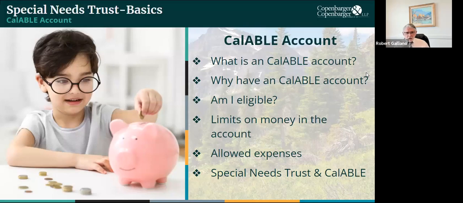Now, in order to be eligible to open an ABLE account under current law, the beneficiary's disability has to have occurred before the person reached age 26. Now, Congress just passed a rule that says that after January 1, 2026, the disability has to have occurred prior to age 46 of the beneficiary. So there are some individuals that currently cannot have an ABLE account because the disability occurred after age 26, but in just a couple of years, they will be able to qualify for an ABLE account because the law will change.